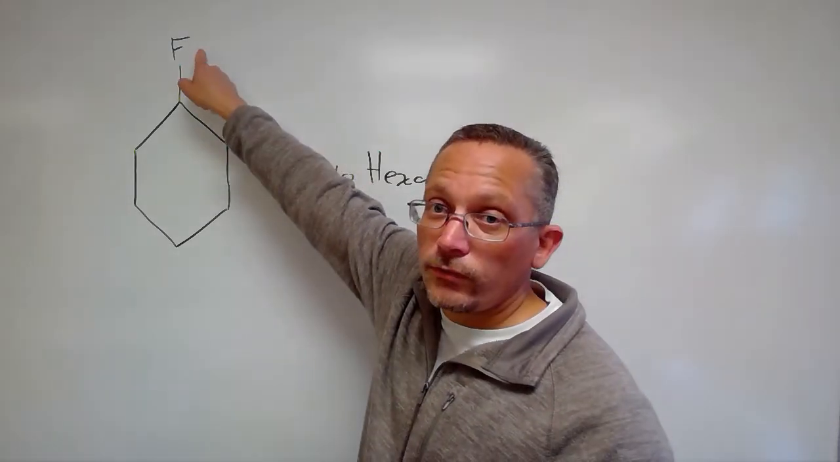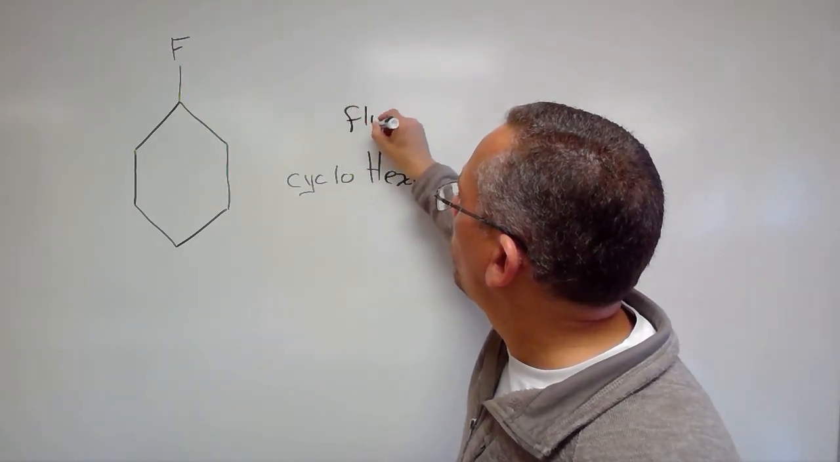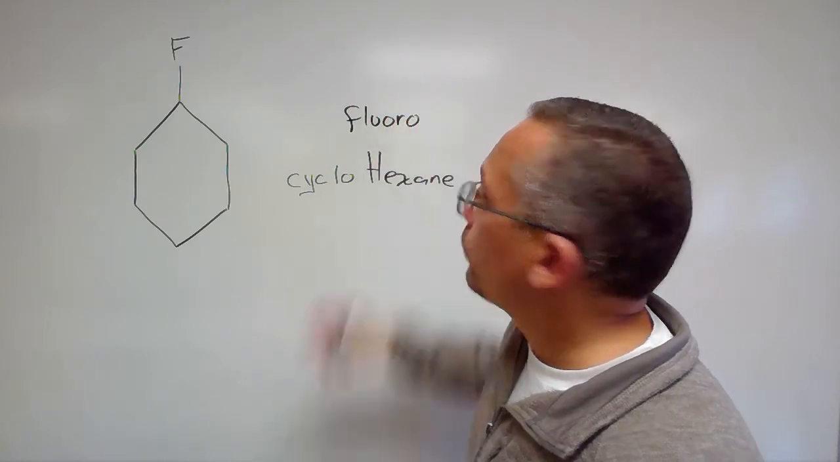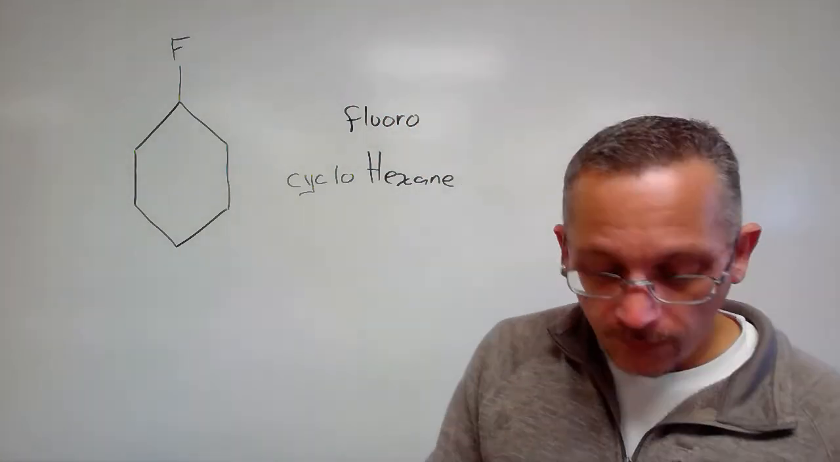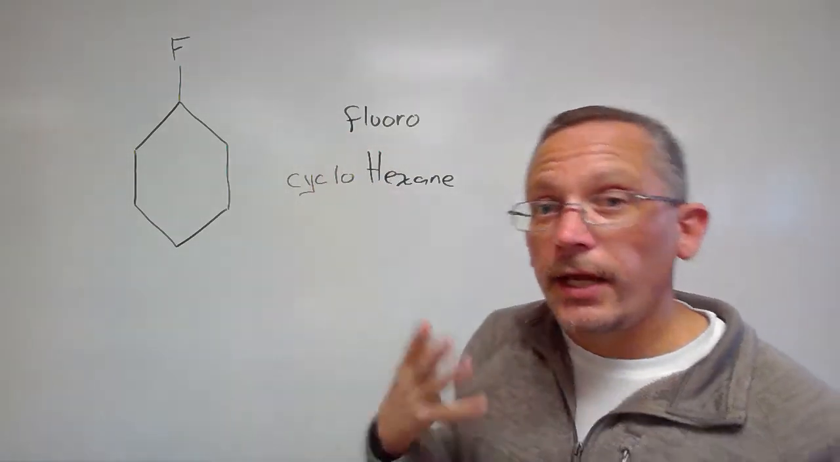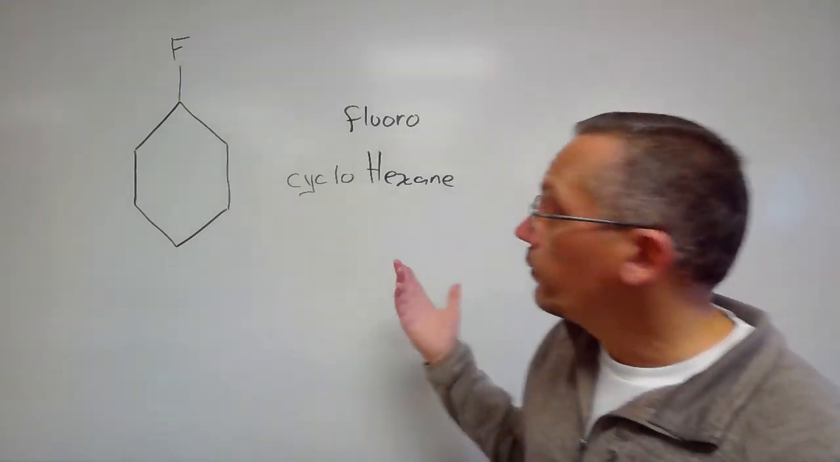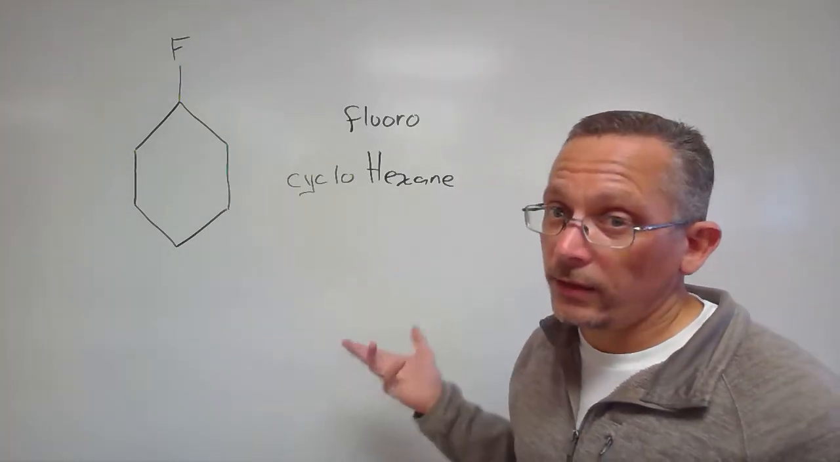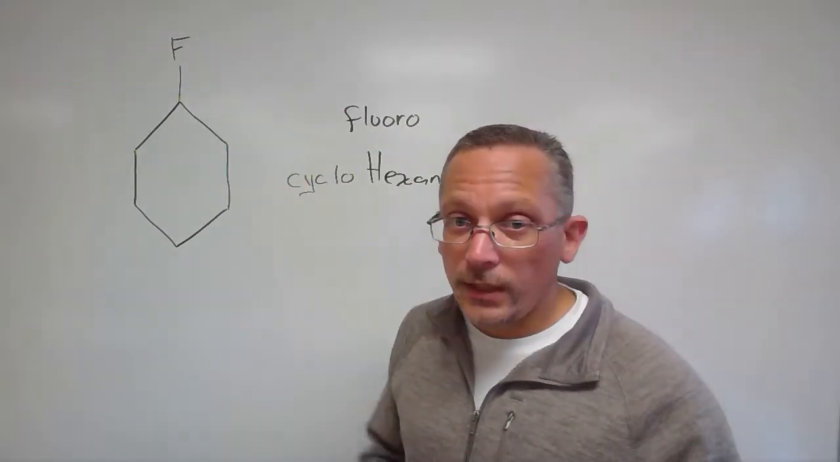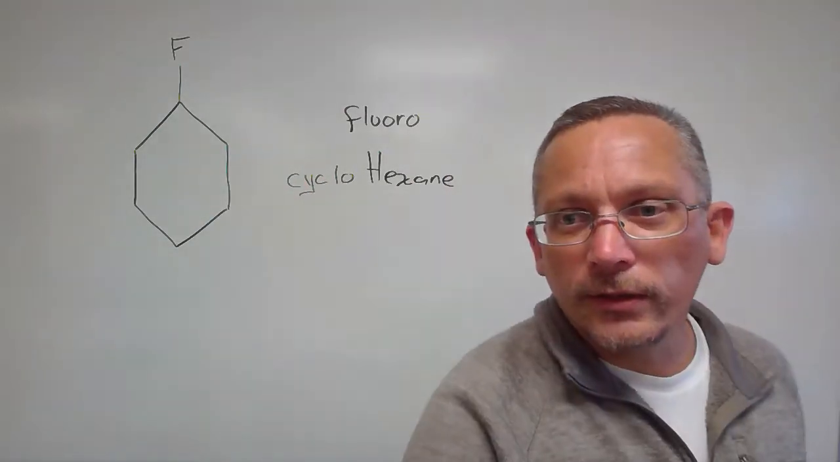You see we have one fluorine there, so that would be fluoro. Now, when we need a number to indicate which carbon it comes off of, in this particular case, it doesn't matter. So we could just call this fluorocyclohexane. But when we do need a number, which carbon is going to be the first carbon? Let's take a look.